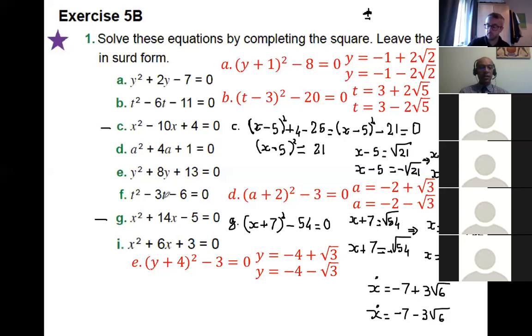Then F, we're dealing with t this time. But because we've got -3, this time, remember when we've got a number which is not even, we're going to use fractions. Because you're going to halve the 3. So the working would show you that if you got t minus 3/2 squared, then you need to compensate by taking away 3 divided by 2 squared, which is minus 9/4.